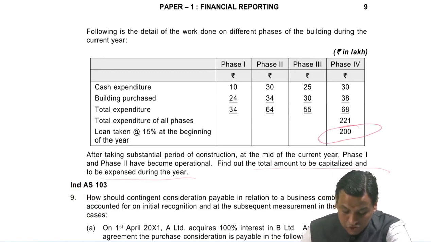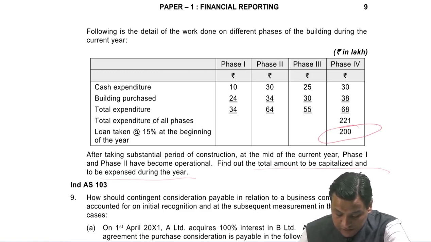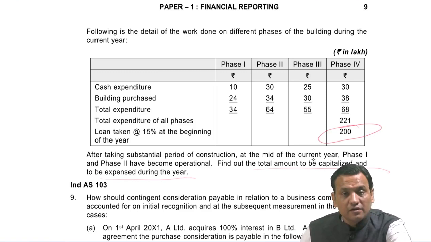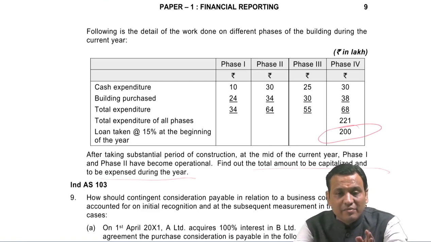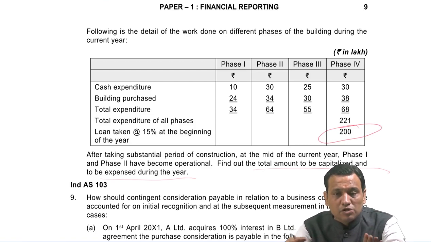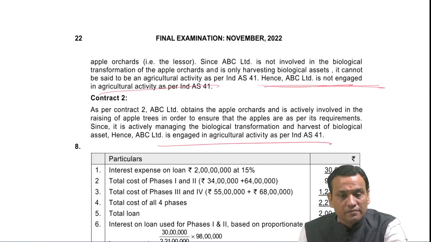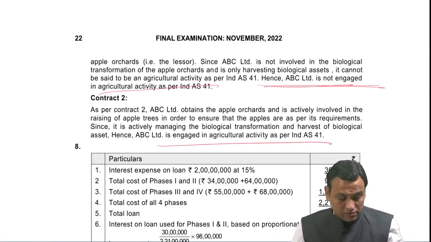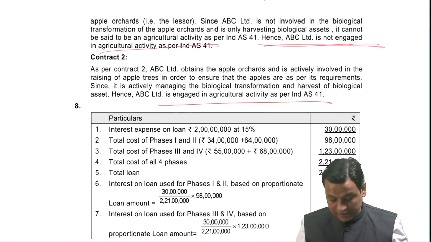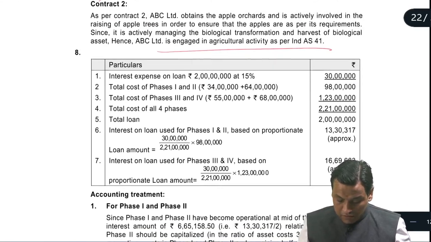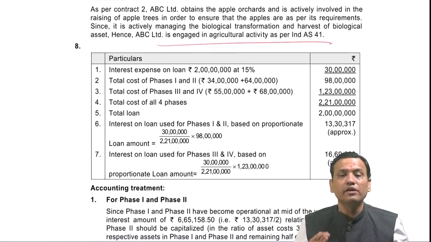Now phase 1, phase 2, phase 3 and phase 4. If you look properly friends, in the mid of current year, the construction is over. It means we will be capitalizing the borrowing cost only for a period of 6 months. Only for a period of 6 months the borrowing cost will be capitalized. And of course for phase 3, phase 4, the whole borrowing cost will be capitalized. Phase 1 and 2 only for 6 months. That is it, in the mid of the year it has happened.